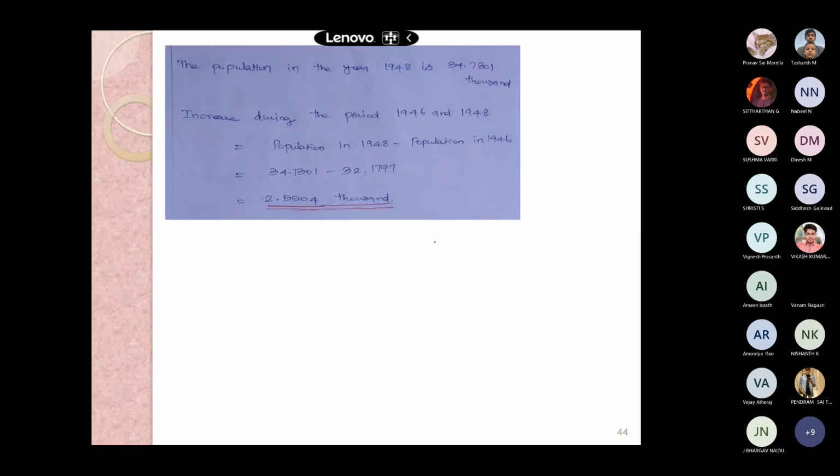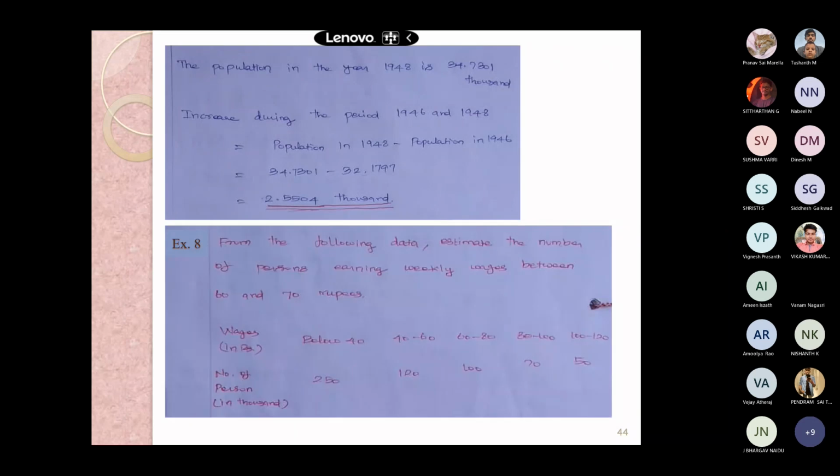So we need to find the increased value. So the population in the year 1948 minus the population in the year 1946. So 2.5504 thousand would be the difference in the years. Okay, any clarification? Any clarifications? Okay, this is exercise number 8.